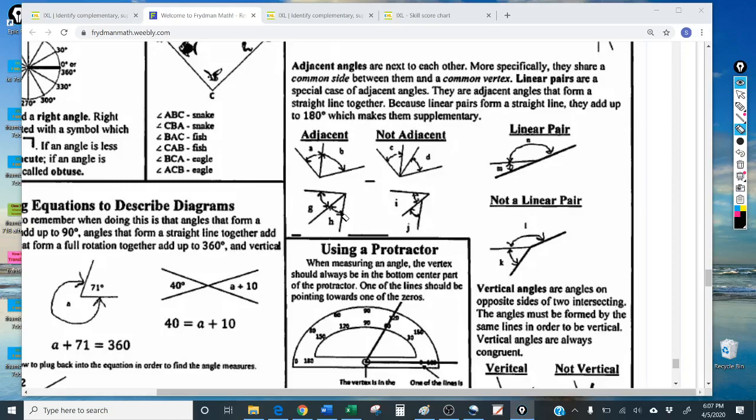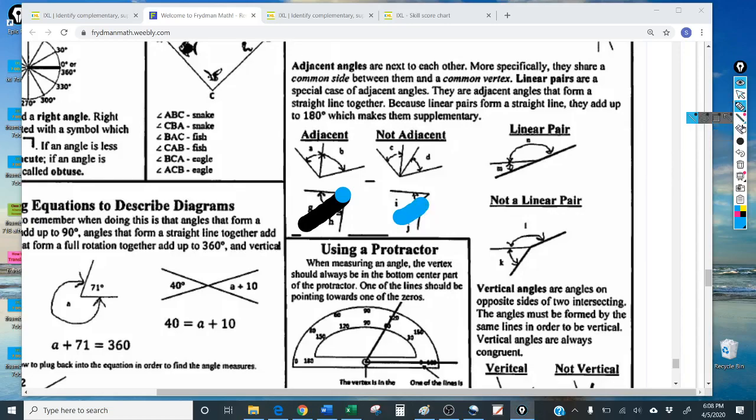G and H, these angles are next to each other, and more specifically, they share a common side and a common vertex, the point where the two lines that make each of the angles intersect. Over here, again, I and J kind of look like they're next to each other, but why are we not calling them adjacent? It's because they do share a common side over here.